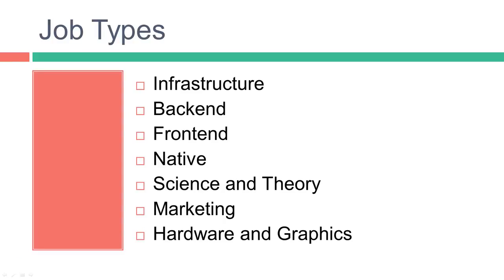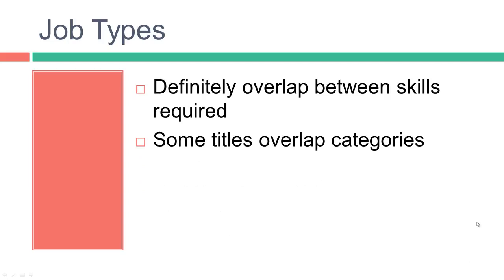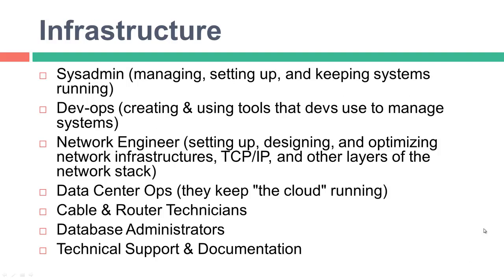So we're going to categorize job types in programming into 7 different categories. Those are infrastructure, back-end, front-end, native, science and theory, marketing, and then finally hardware and graphics. One thing to note is that there's definitely overlap between the skills required for each of these positions, and even some titles will overlap between categories. So just keep that in mind.